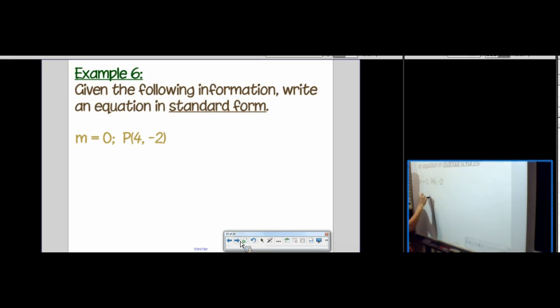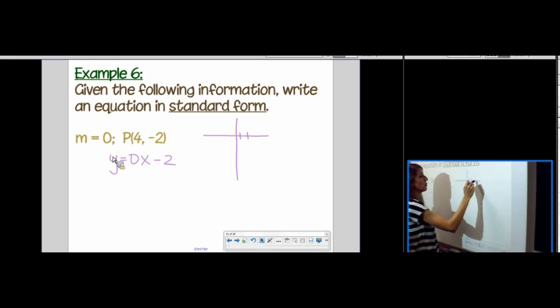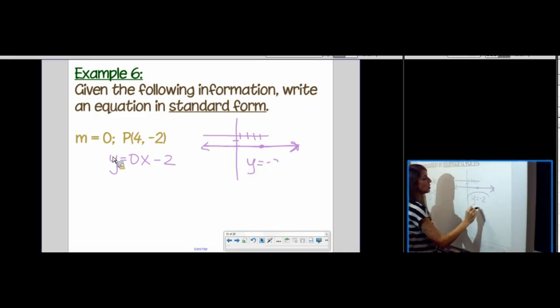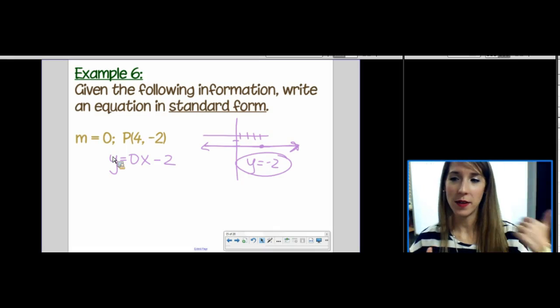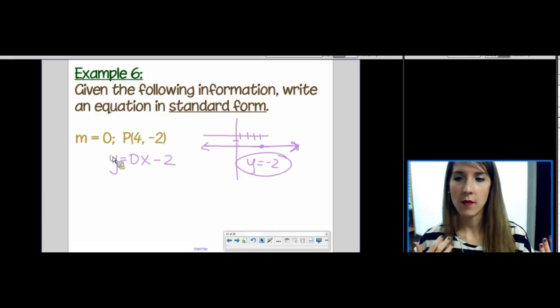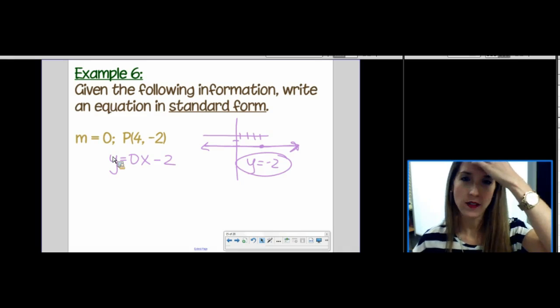So notice we could have done y equals mx plus b, but we didn't really have to. We know that it is a horizontal line and it goes through 4, -2. It goes through this point and it's horizontal. So the equation of this line is really easy. It's just y equals -2 because it's stuck at -2 all the way to the left and all the way to the right. So when it's a vertical or horizontal line, you don't have to do much math.